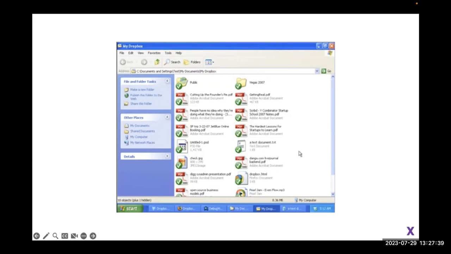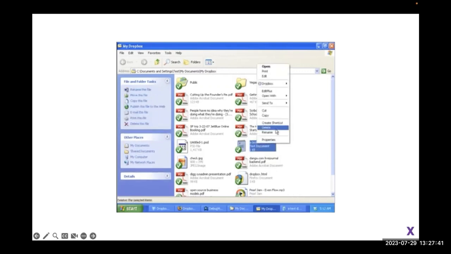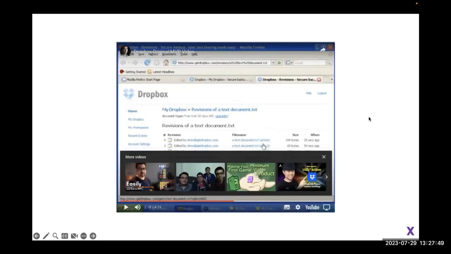In addition to this continuous sync behavior, Dropbox also archives past versions of each file, so you can click this revisions option. Okay, we'll pause it here.